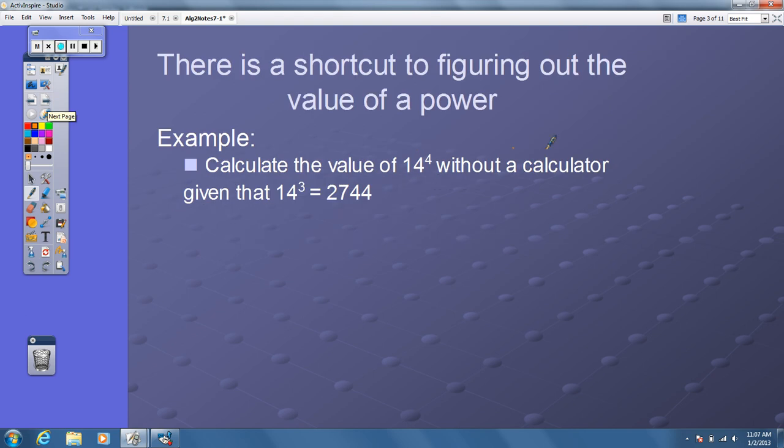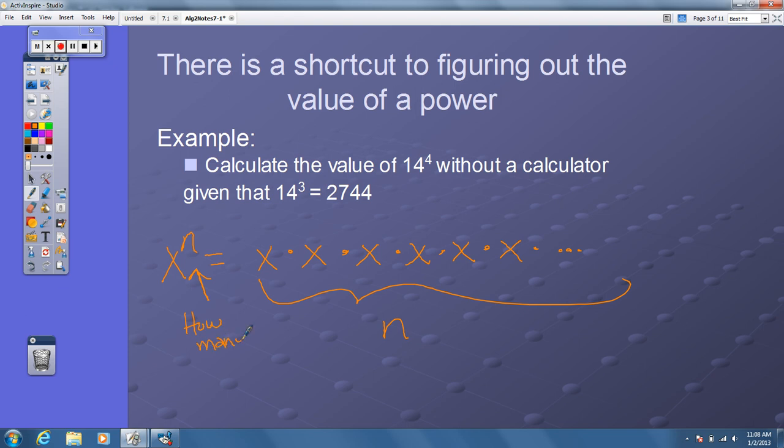Moving on, there's a shortcut to figuring this out. You guys know what x to the n means, okay? What does x to the n mean? Well, it means x times x times x times x times x times x, and I could do this forever. How long will I need to do this? Well, I need to do that n times. How long I multiply is determined by the exponent. This tells you how many times to multiply. It is called repeated multiplication.